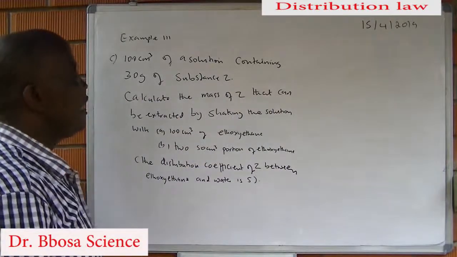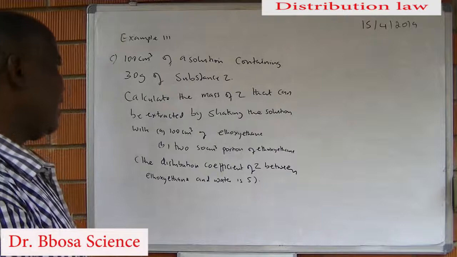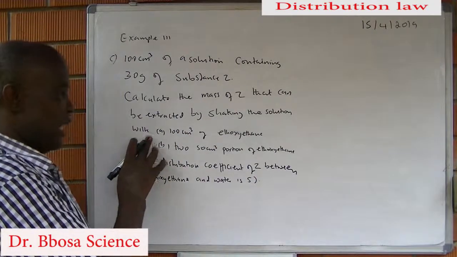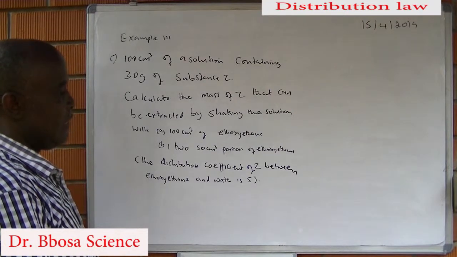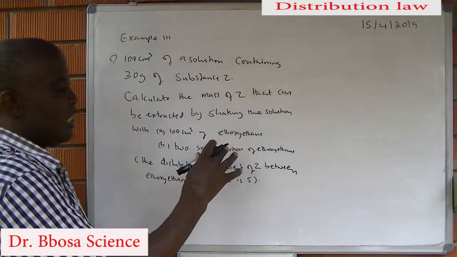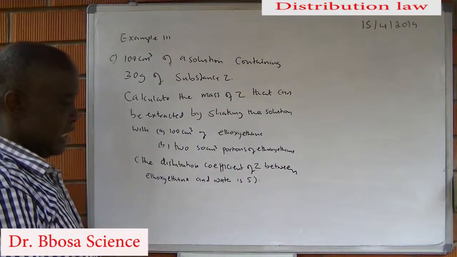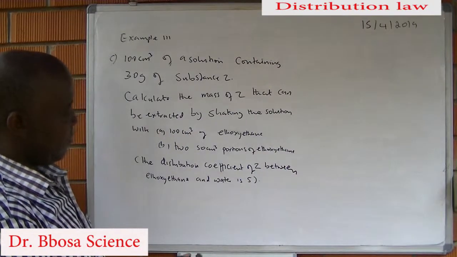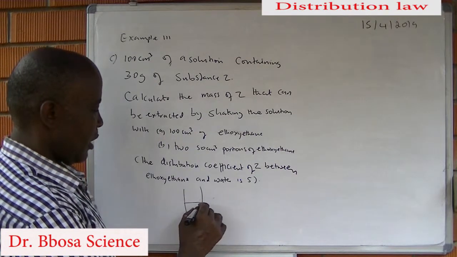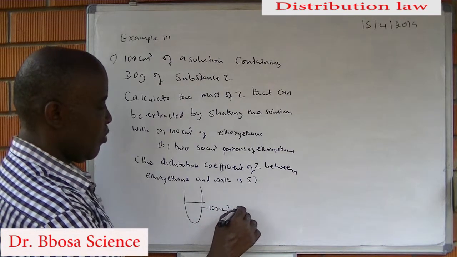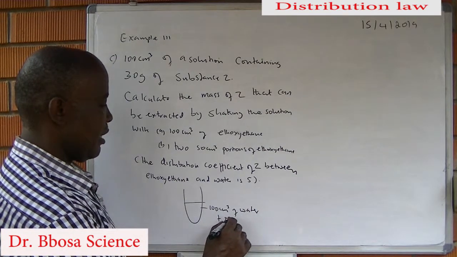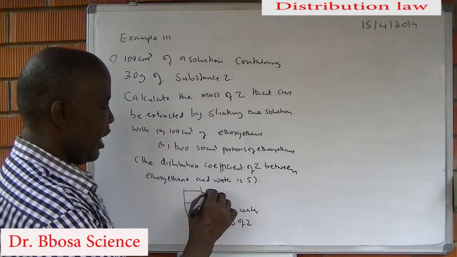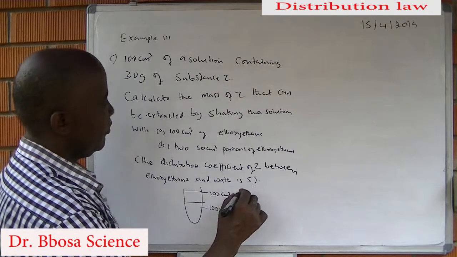100 centimeter cubed of a solution contains 30 grams of substance Z. Calculate the mass of Z that can be extracted by shaking the solution with A, 100 centimeter cubed of ethoxyethane; B, two 50 centimeter cubed portions of ethoxyethane. The distribution coefficient of Z between ethoxyethane and water is 5. So the scenario is 100 centimeter cubed of water plus 30 grams of Z. Then for part A, we add 100 centimeter cubed of ether.